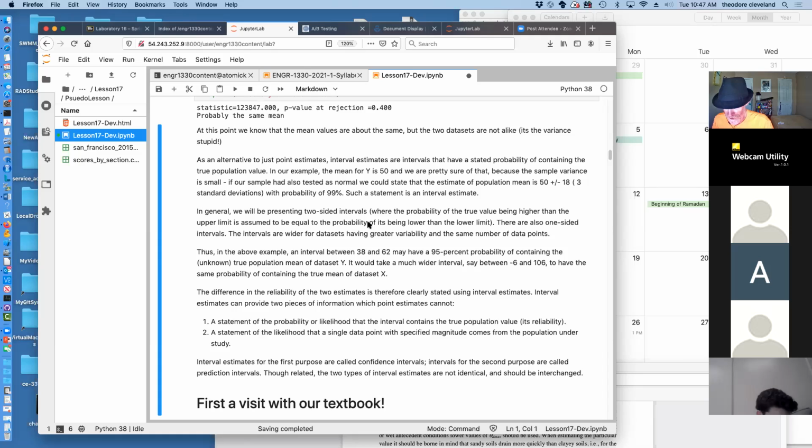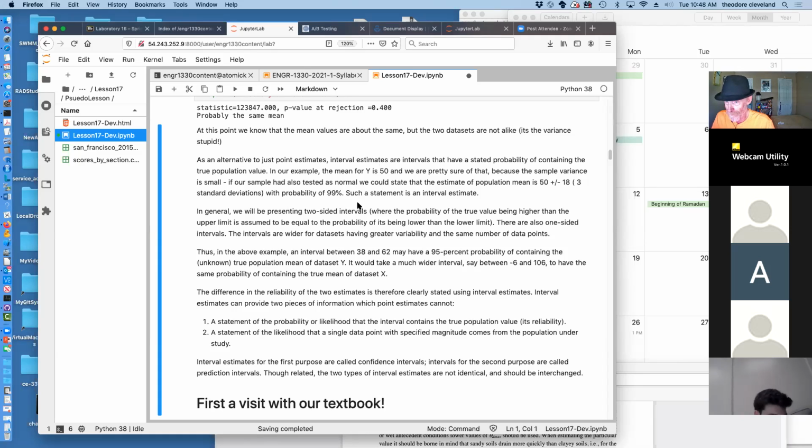So continuing on with the story, at this point, what we really know is that the mean values are about the same in these two samples. But we also know that the two data sets are not alike. And if we were not stupid, we would see, well, it has to do with the variance. As an alternative to just reporting point estimates, interval estimates are intervals that have a stated probability of containing the true but unknown population value.